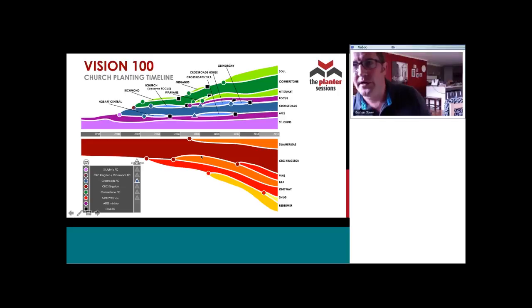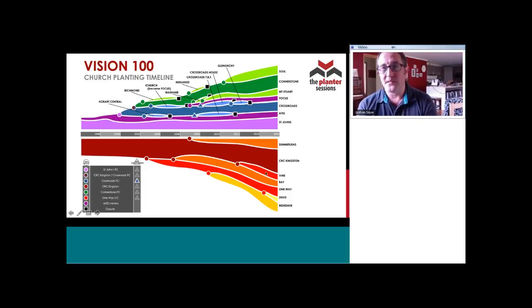G'day everyone. Look, it's really just an attempt to show, and it's not to scale. It's a rough approximation. So the width of each colour is approximately the proportional size of the church, as they relate to each other.